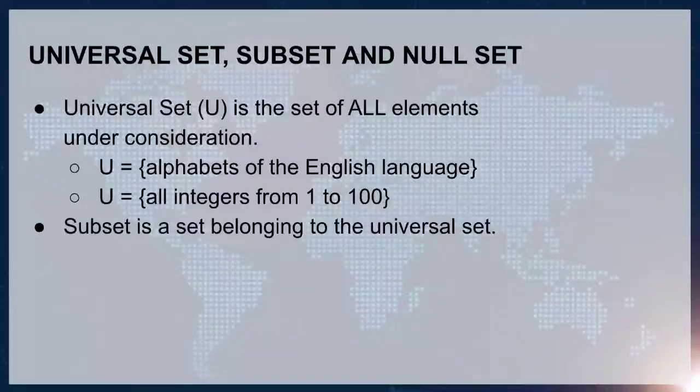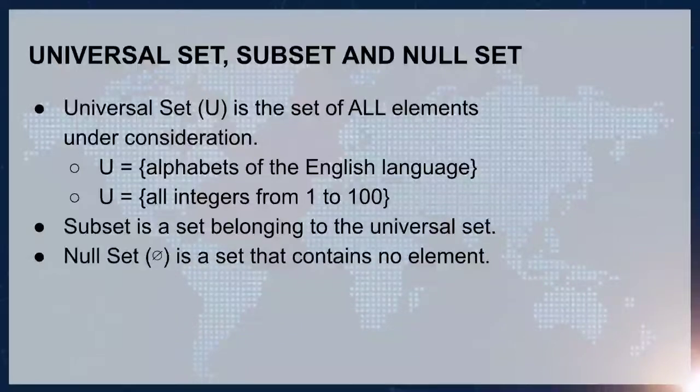So meaning set A is a subset of the universal set. So a subset is a set belonging to the universal set. What about the null set? The null set, as denoted by this symbol, ∅ (it's not actually phi), is a set that contains no element.